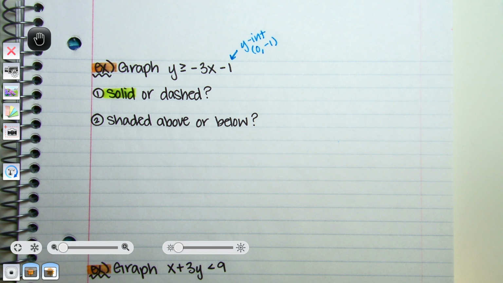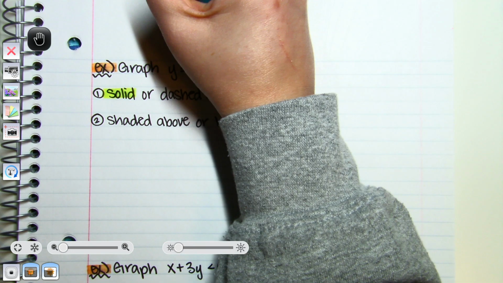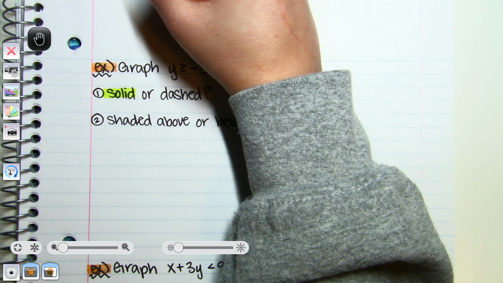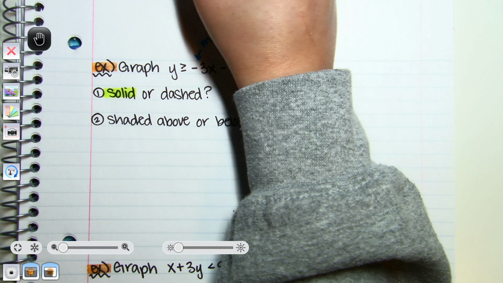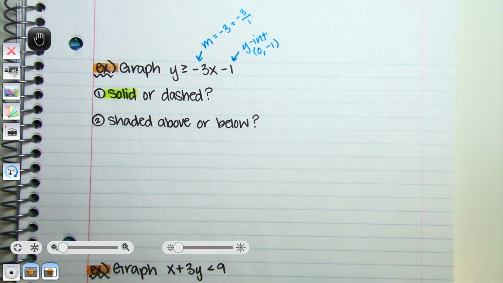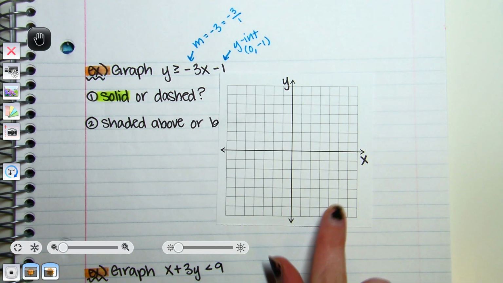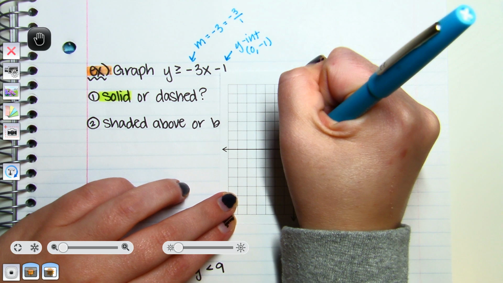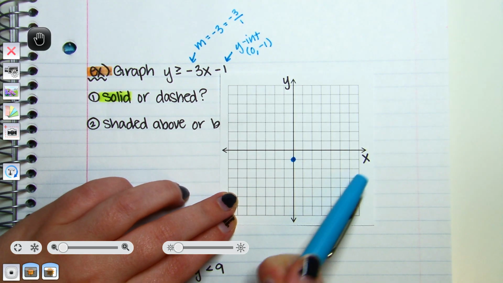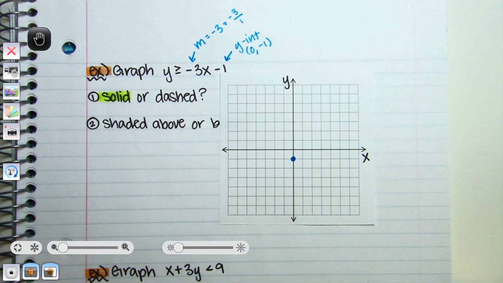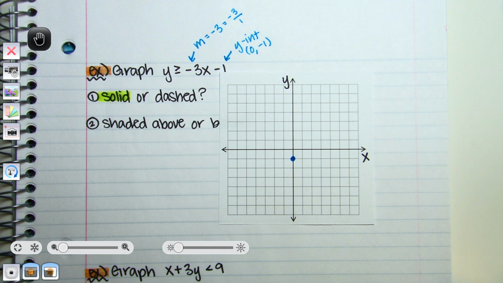And what's my slope? Good, you should have said either -3 or -3/1. All right, so I'm going to take another graph, plot my y-intercept, 0, -1. Notice my x and y axis are labeled again. So label my y-intercept, and then I'm going to use the slope to get another point.